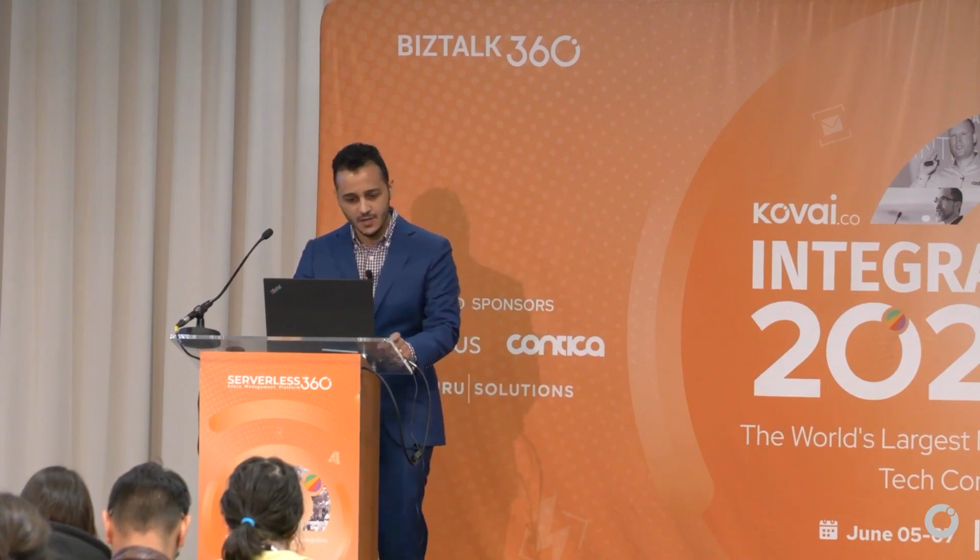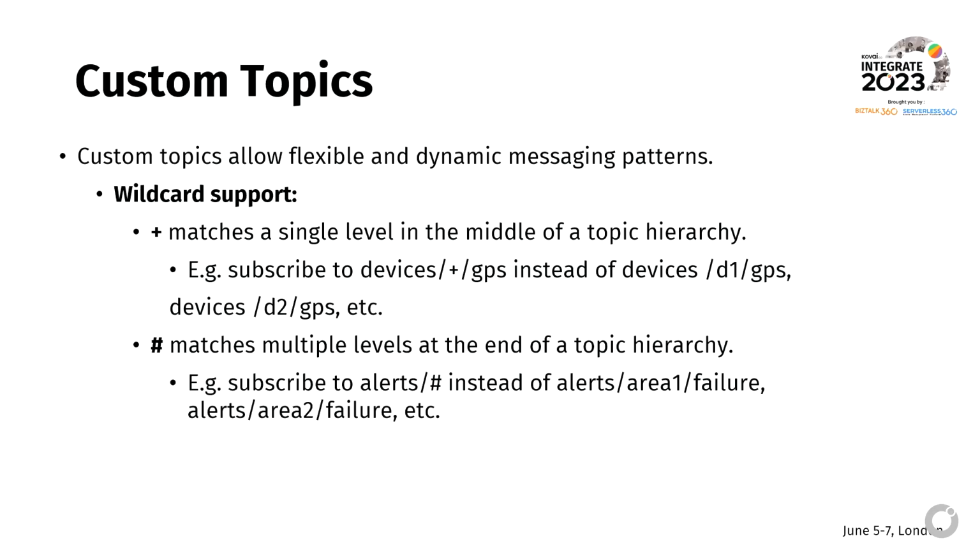As you see in these examples, the plus wildcard will match a single interval in the middle of a topic. So for example, if I have a topic in the example here that's devices/+/GPS, that will match devices/device1/GPS or devices/device2/GPS, etc. The hash wildcard will match multiple levels or multiple segments at the end of a topic. So if I have a subscription or a topic filter here that's alerts/#, it will match alerts/area1/failureX or alerts/area2/failureY, and so on.